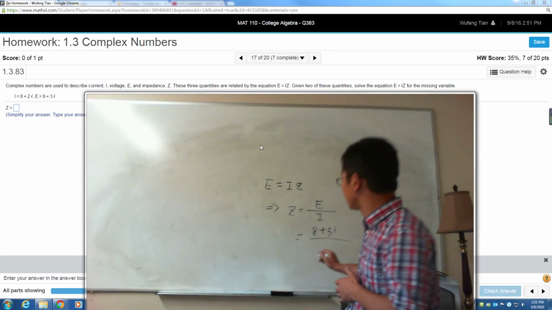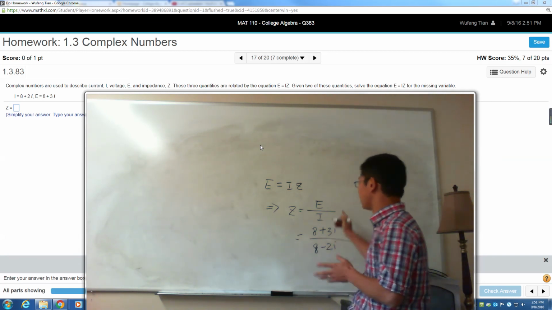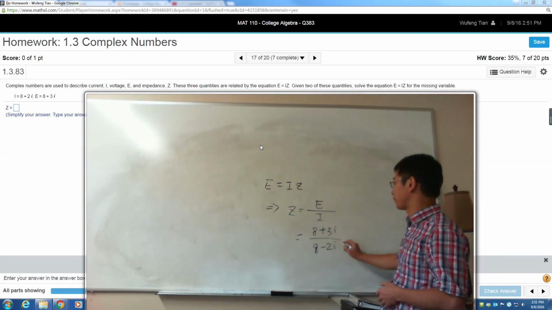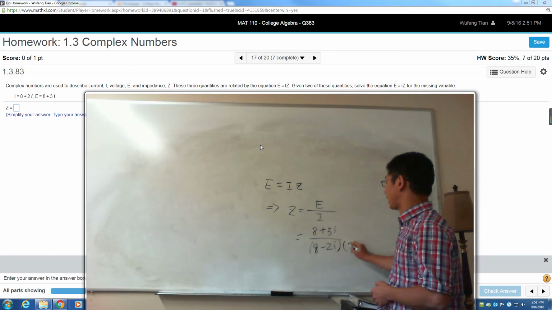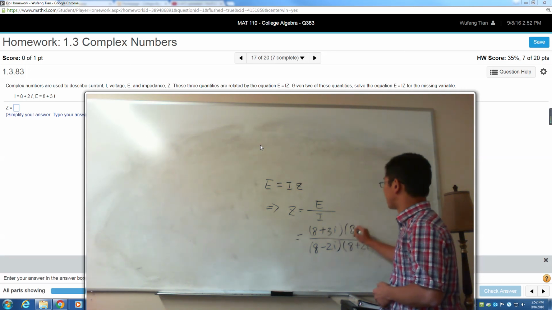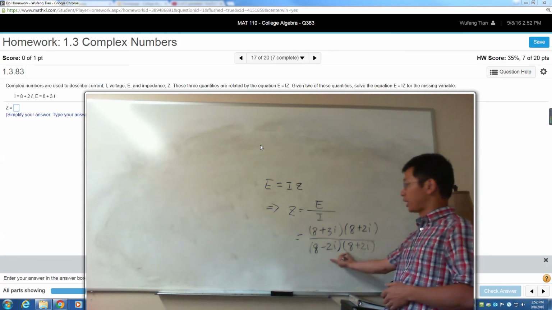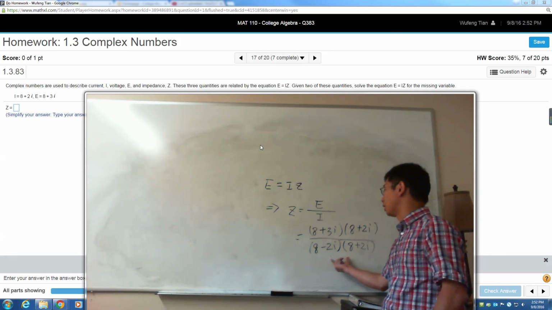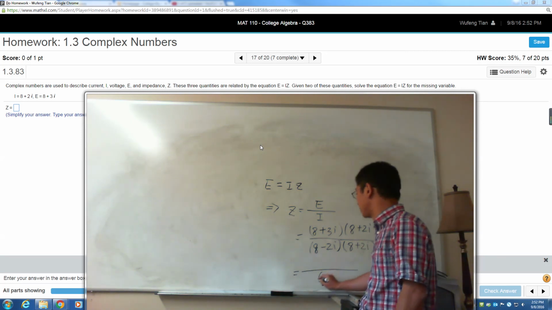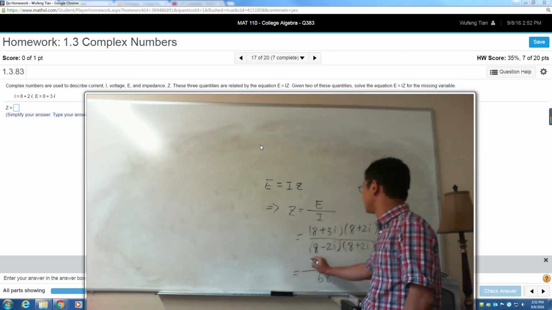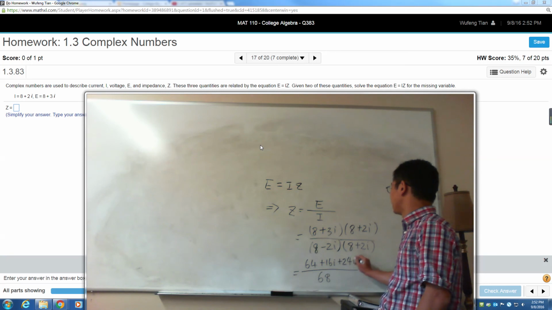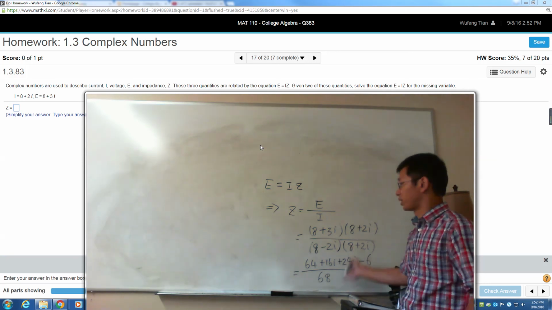I is 8 minus 2i. Then you continue working on this, following the same step: multiply the top and the bottom both by the conjugate, which is 8 plus 2i. And this one is also 8 plus 2i, the conjugate. Then the bottom doesn't have any complex number anymore. So 8 times 8 is 64, plus 4 is 68. The top you FOIL it: 64 plus 16i plus 24i minus 6. Then you simplify that.